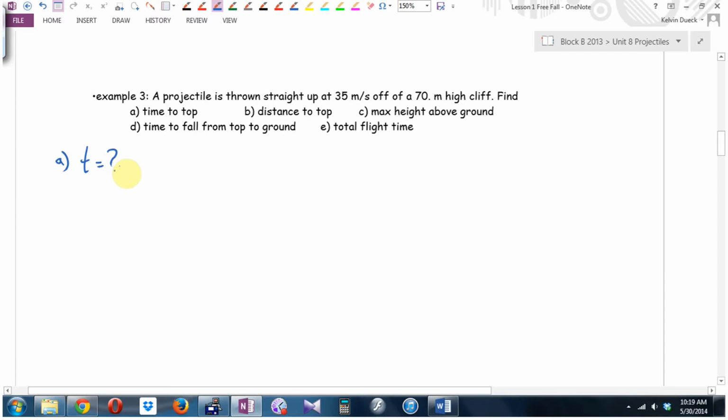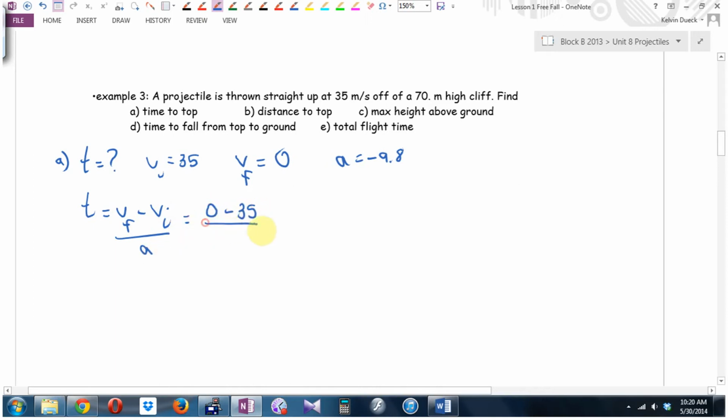What do we know? VI is, what else? VF is what? Only because we're going up to the top. Okay. What else? Oh, you know what? This is just the same question as we did in part A. It's going to be T equals VF minus VI over A. It's going to be 0 minus 35 all over negative 9.8.